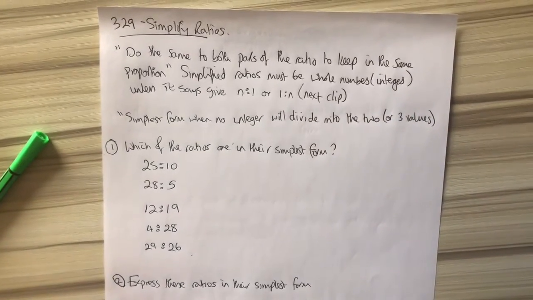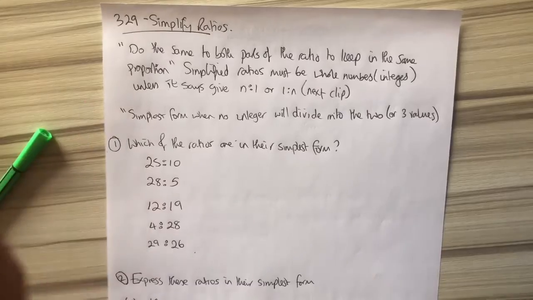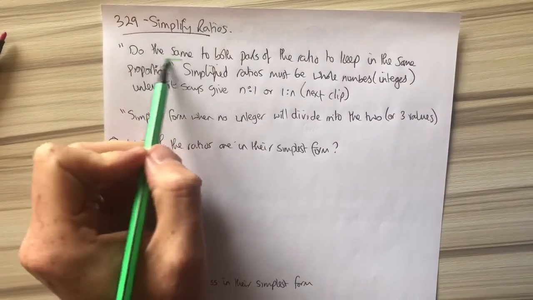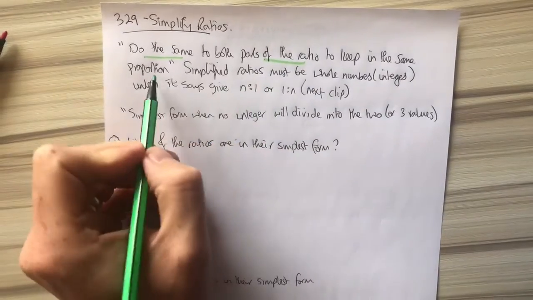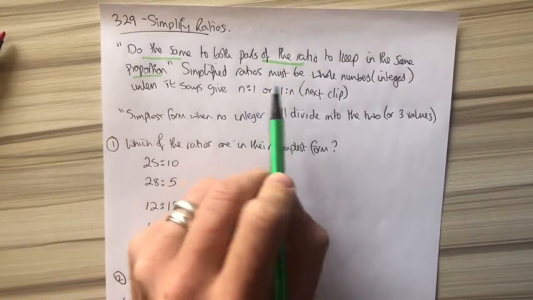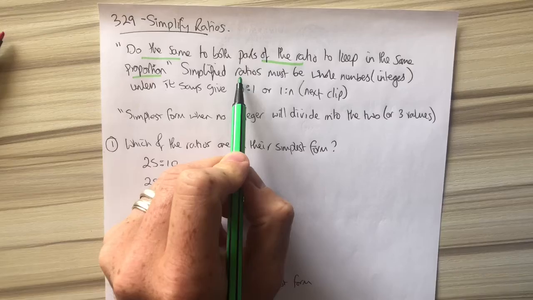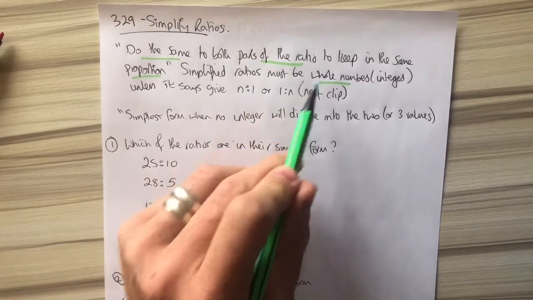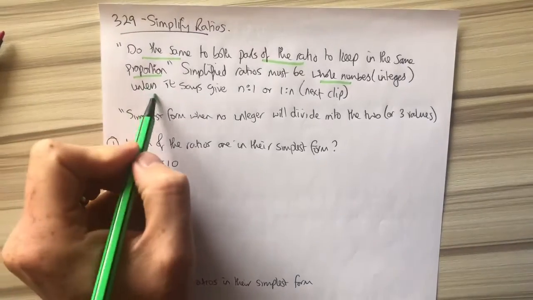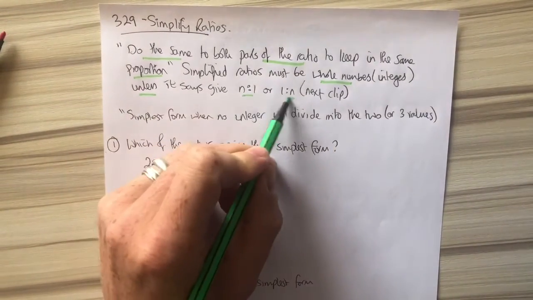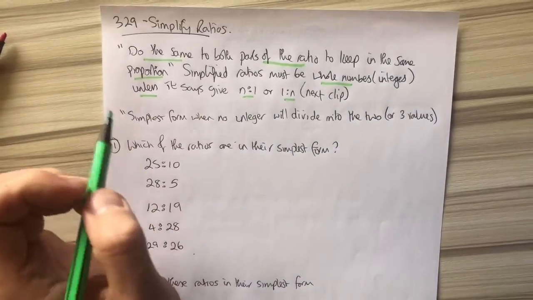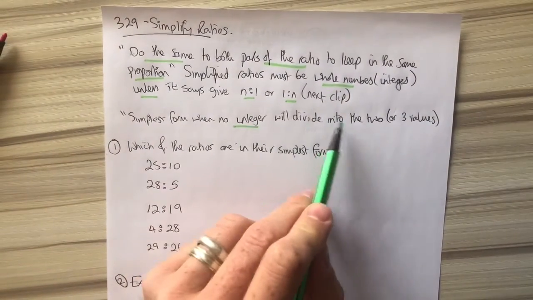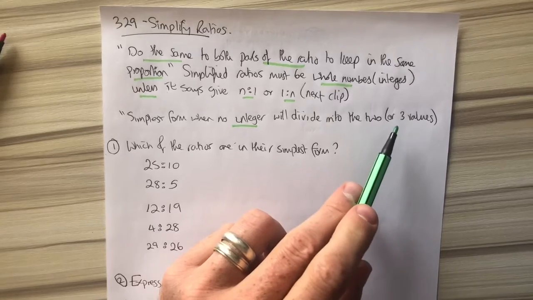Clip 329, simplifying ratios. So the notes for this one. When you're simplifying ratios, you do the same to both parts of the ratio to keep them in the same proportion. They must be whole numbers, unless it says give it as n to 1 or 1 to n, which is in the next clip. The simplest form is when no integer will divide into the 2 or 3 or 4 values.